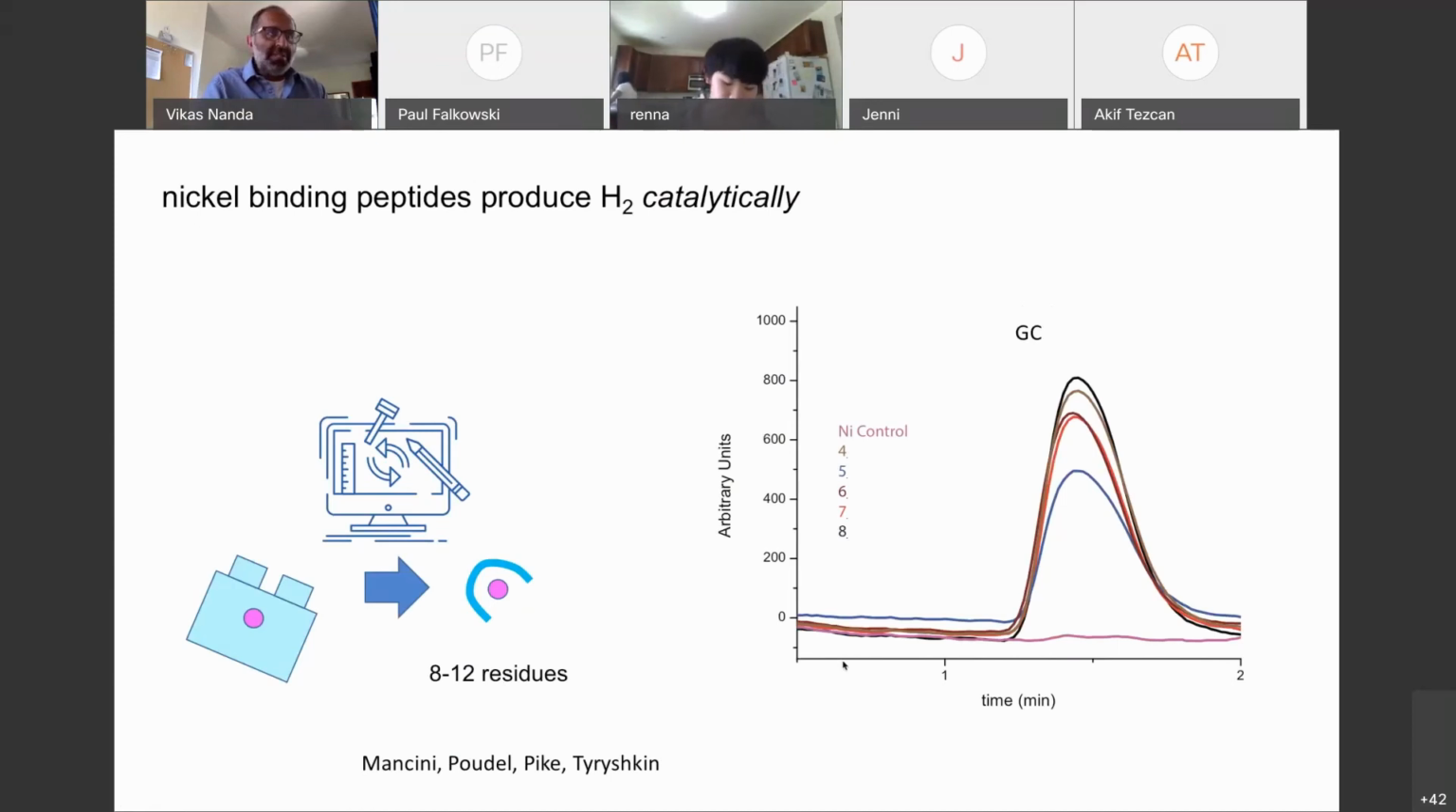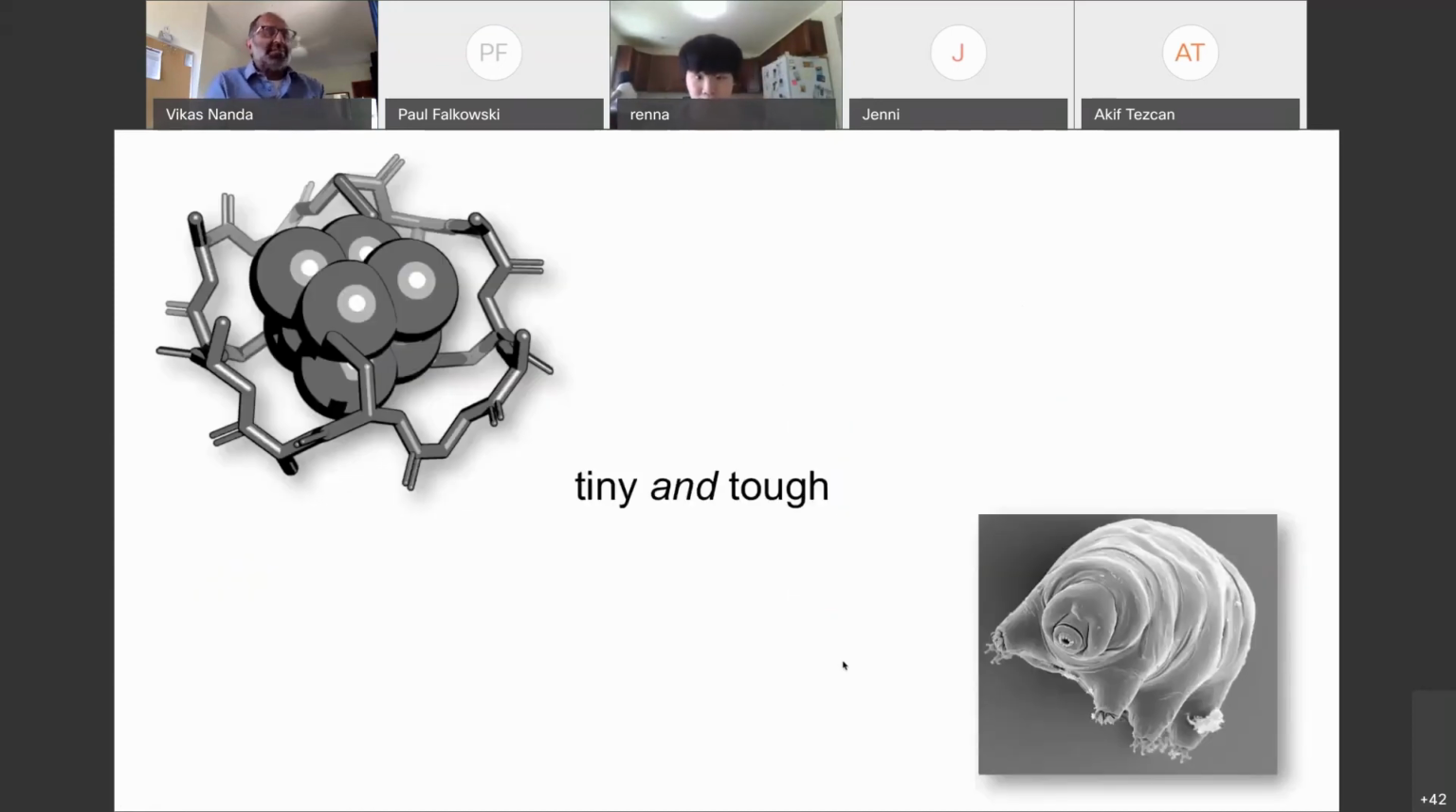And so what we're taking away from this is that these small peptides that are informed by our understanding of how these metal binding proteins have evolved, these small peptides by themselves are actually quite effective catalysts or electron carriers.